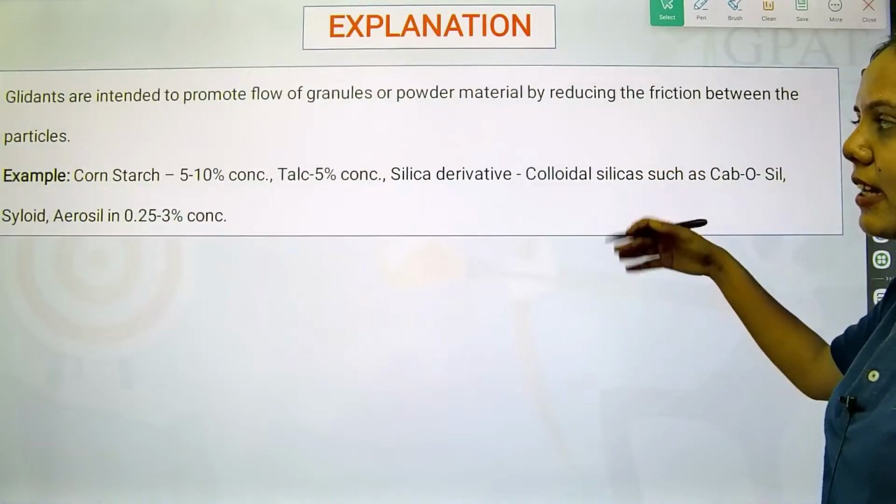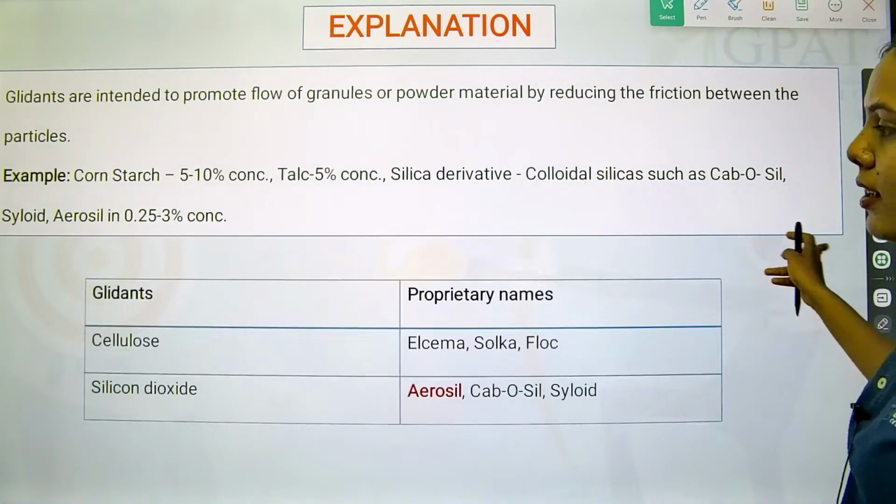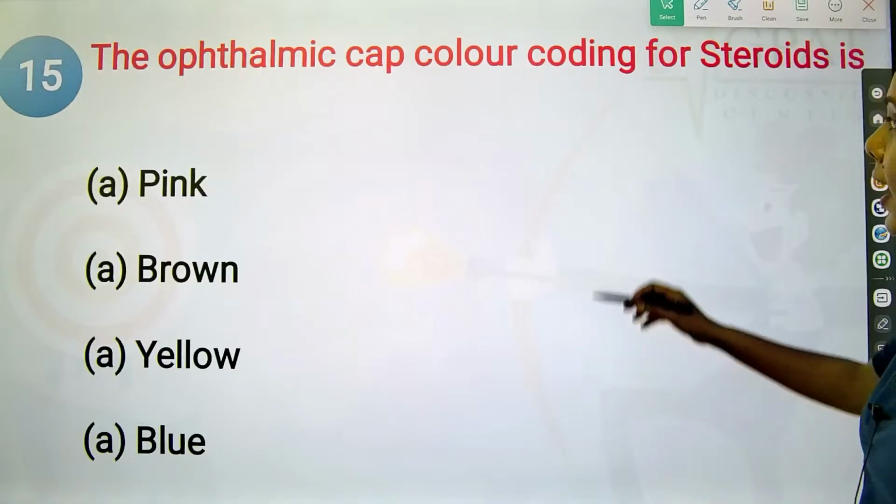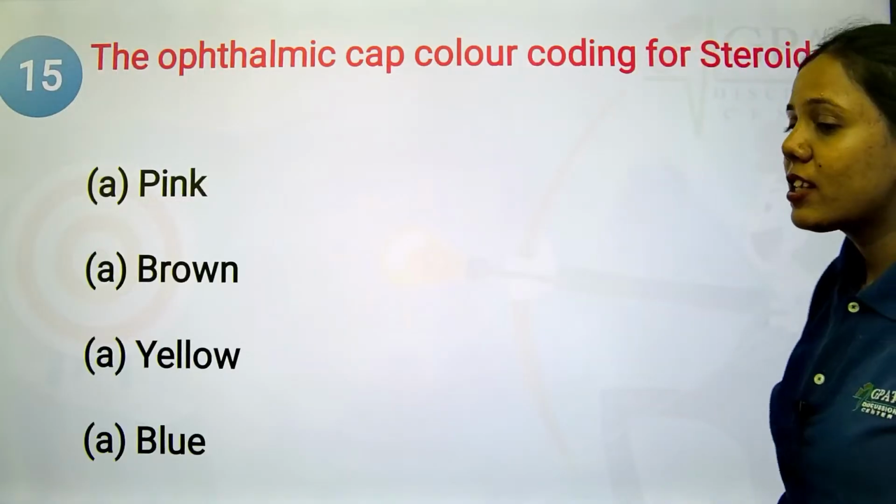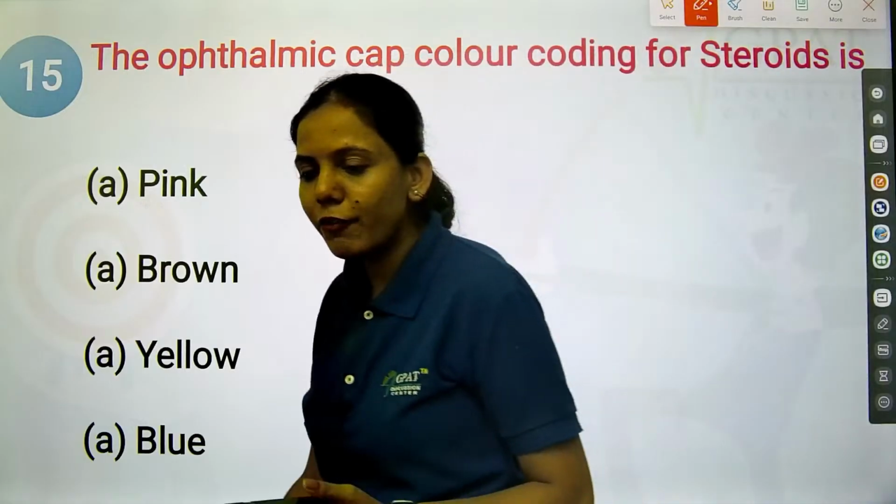So example cornstarch, xyloid, aerosil and so on. Sometimes talc also acts as a glidant. Okay. The ophthalmic cap color coding for steroid is. Can you tell me what should be the answer for this one?